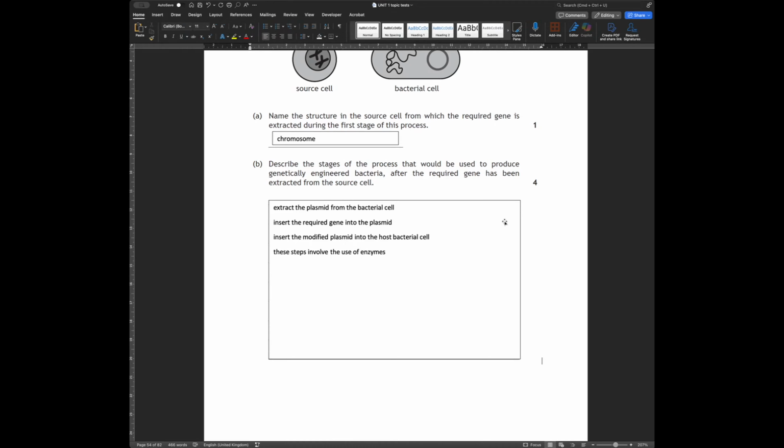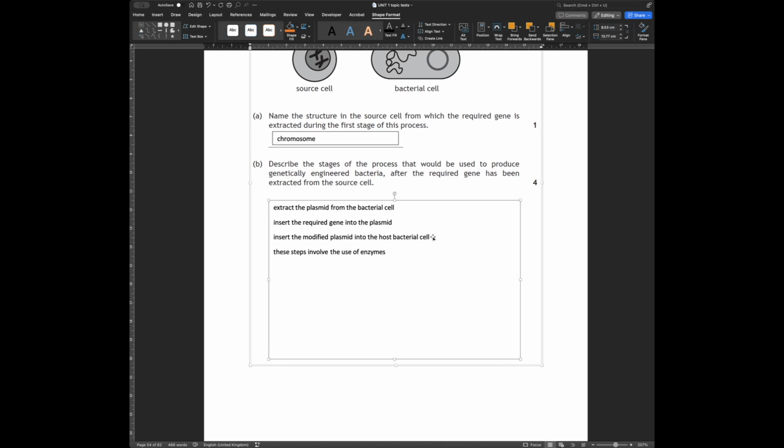Okay. Because they won't allow you to do the initial steps, the locating the required gene in the source chromosome or extracting the required gene. Those are already taken. So these are the other points that we can make there. Okay. You could go on to mention that into the host bacterial cell to make a genetically modified organism, and that it multiplies to make more copies of the bacterial cell as well.